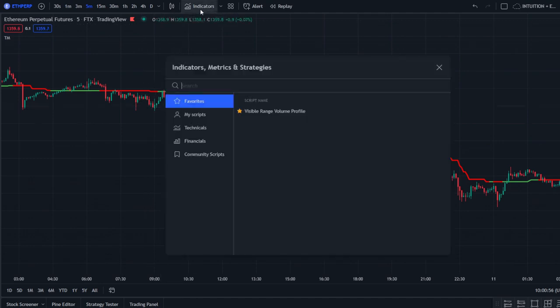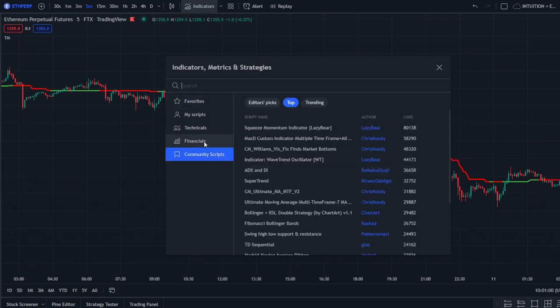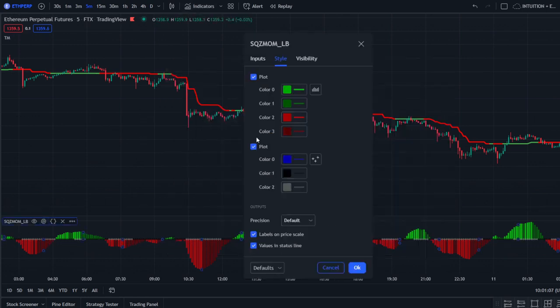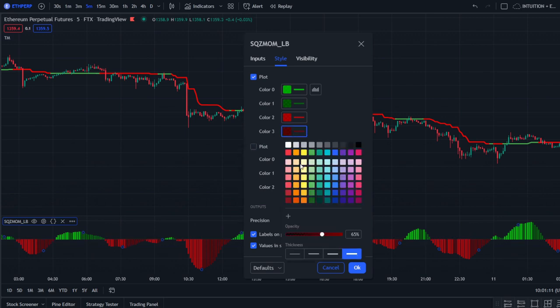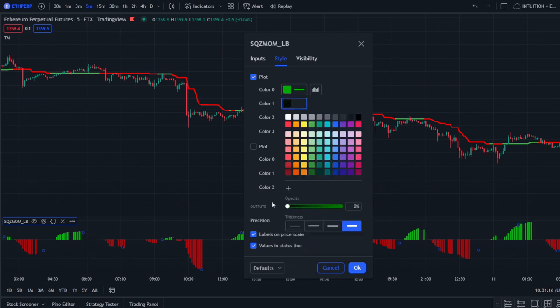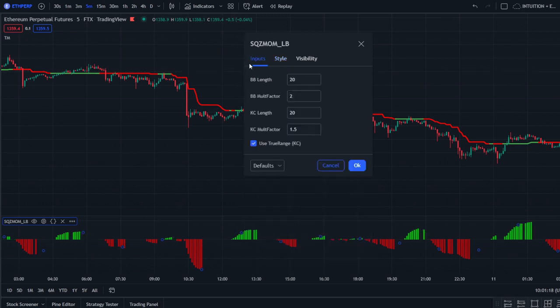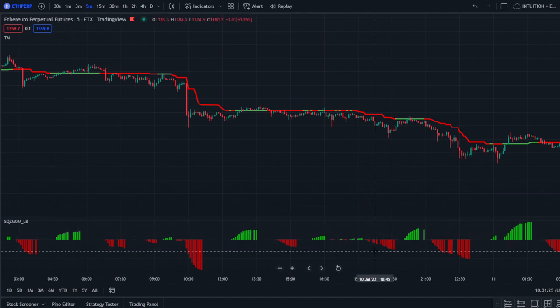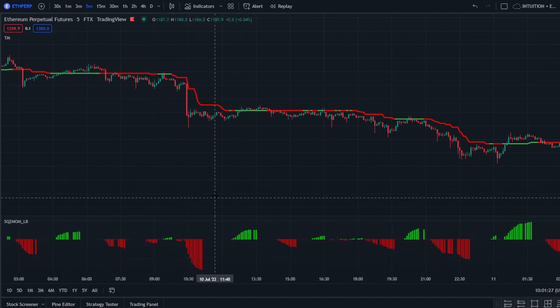Next up, what you'll be needing is the squeeze momentum. So let's go to the community scripts right here and click on the first one, squeeze momentum. For this indicator, you're going to filter out the plot, so remove the plot right there. Remove this one by changing the opacity. Remove this as well by changing the opacity. For the rest of the factors, you don't need to change anything. As you can see from the squeeze momentum, it will give you your red and your green signals to go short or long.